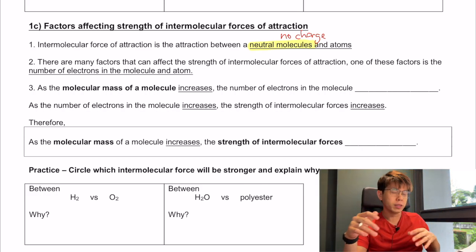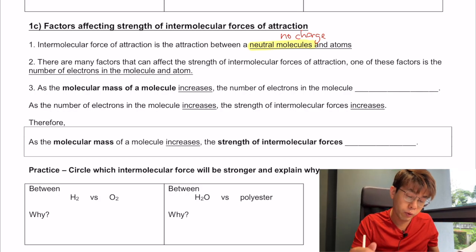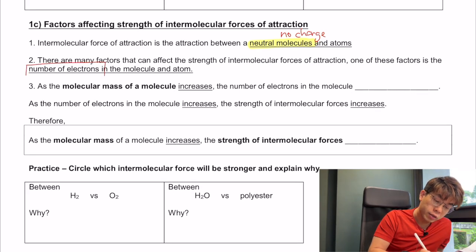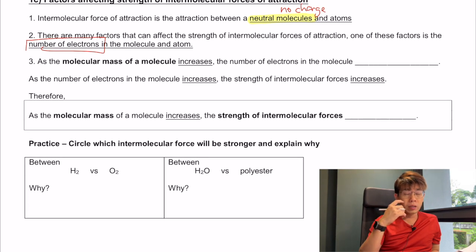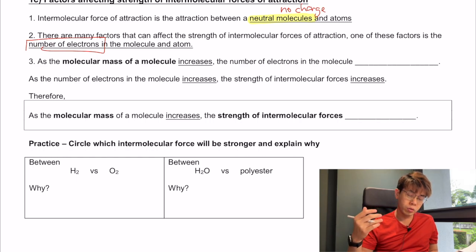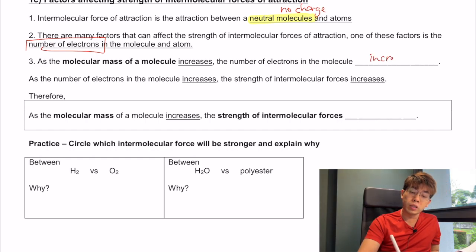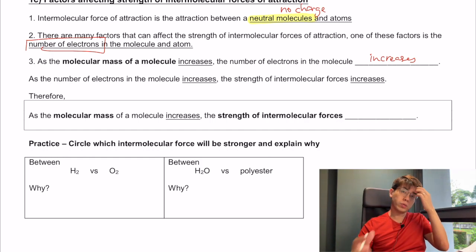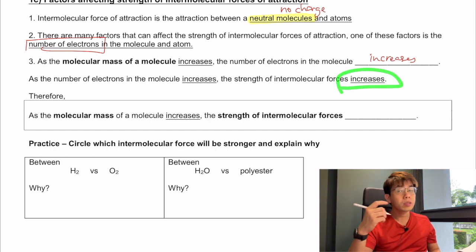So there are many factors that affect the strength of these intermolecular forces, but the one that we want to look at is the number of electrons in the molecule, the whole molecule. How many electrons are there? At secondary school, we can loosely say that as the molecular mass increases, the number of electrons increases, because the more mass it has, the more electrons we have. So the more electrons we have, the strength of the intermolecular forces increases.